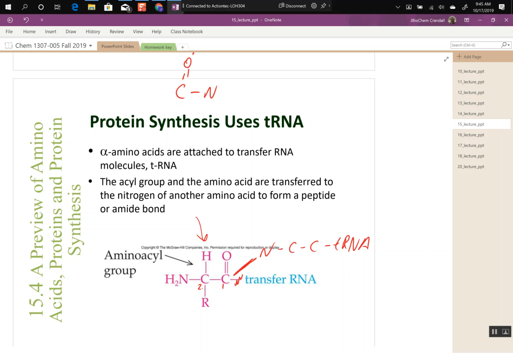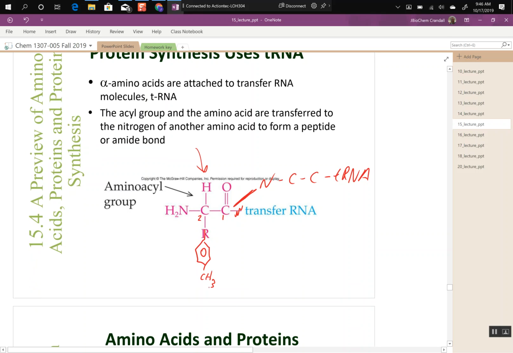It has 1, 2, 3, 4 different things around it. It has an amine, an acid, a hydrogen, and the R group. The R group is what we change to change the type of amino acid that it is. So if it's just a hydrogen at that R group, it's a glycine. If you put a methyl there, it's an alanine. If you put a benzene methyl, it's a phenylalanine. Okay?